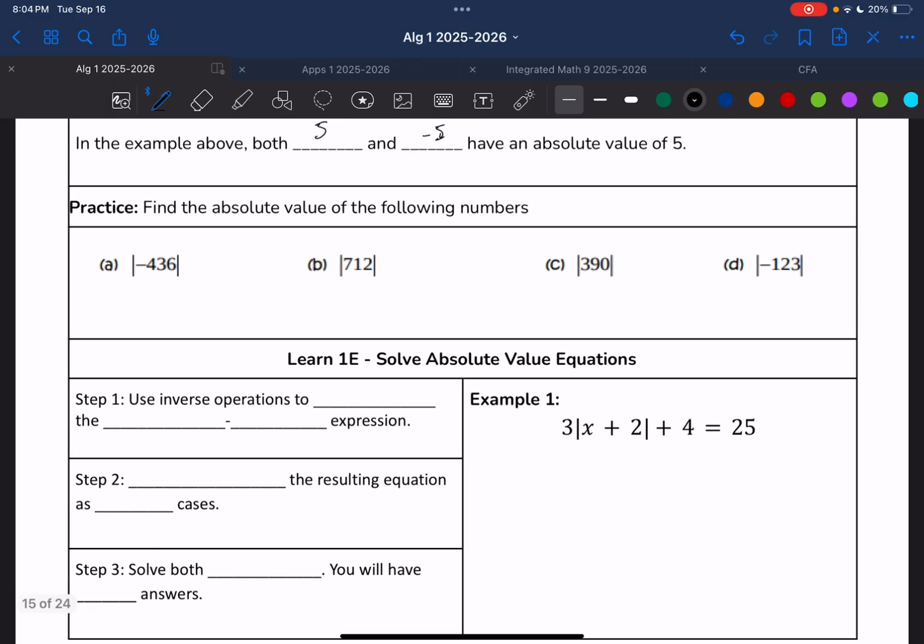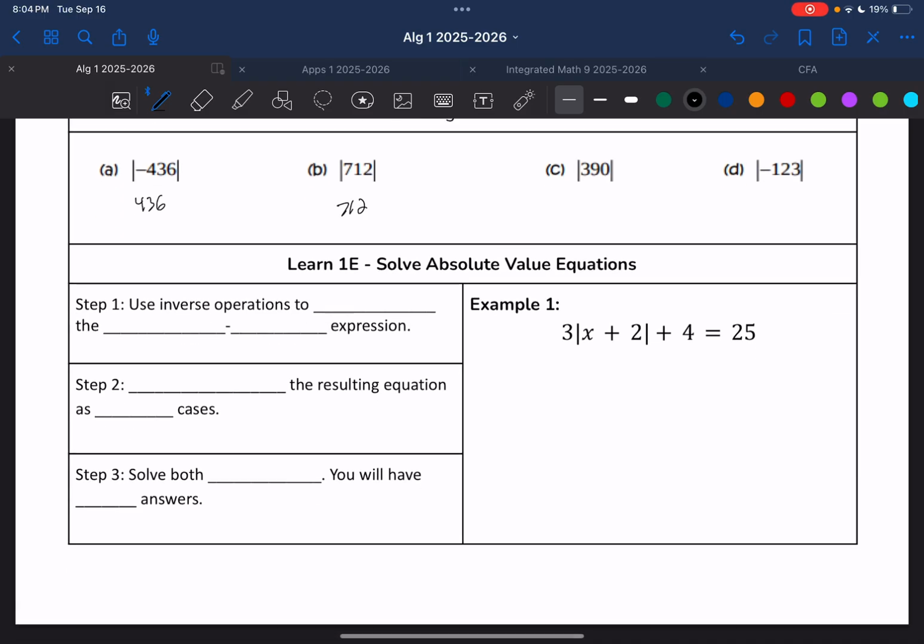So for finding the absolute value of these numbers, well, -436 is 436 from 0, 712 is 712 from 0, 390 is 390 from 0, and -123 is 123 from 0. So all you do is you rewrite the number. If it's negative, you make it positive.